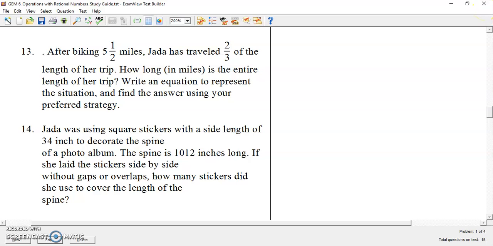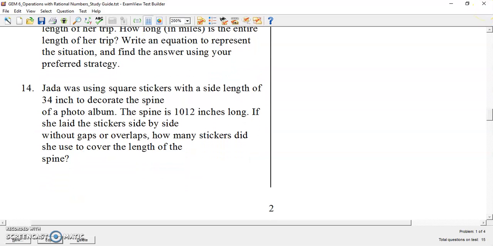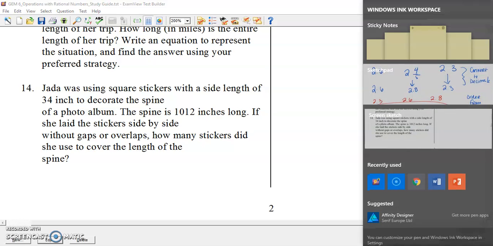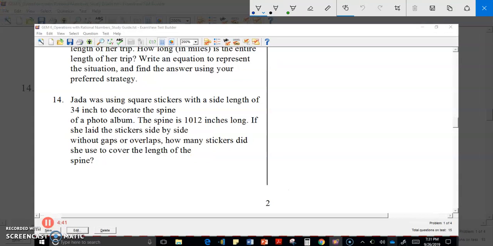Jada was using square stickers with a side length of 3/4 inches to decorate the spine of a photo album. The spine is 10 1/2 inches long. If she laid the stickers side by side without gaps or overlaps, how many stickers did she use to cover the length of the spine? Okay, in order to do that, you want to divide these values.